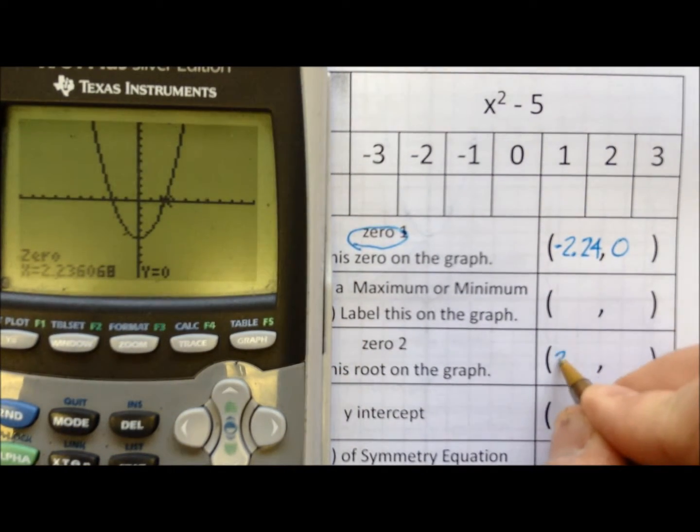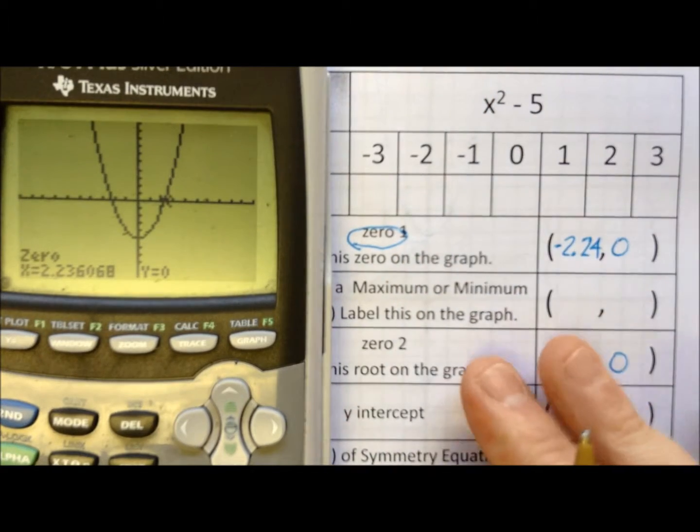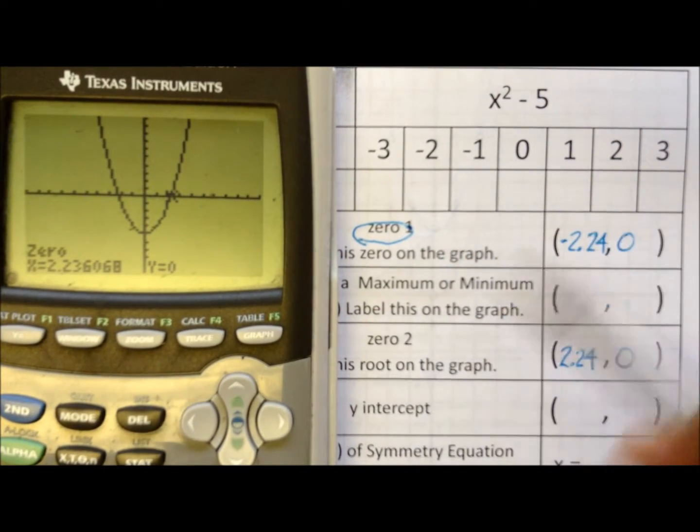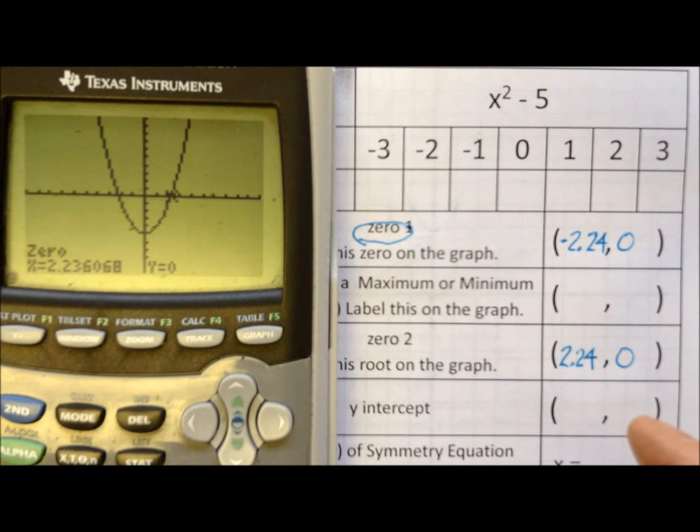So my other zero, rounded, is going to be 2.24. All the other stuff, filling in the table and the maximum, minimum, vertex, and transformations, is going to be the same on all these problems. Hope this helped.